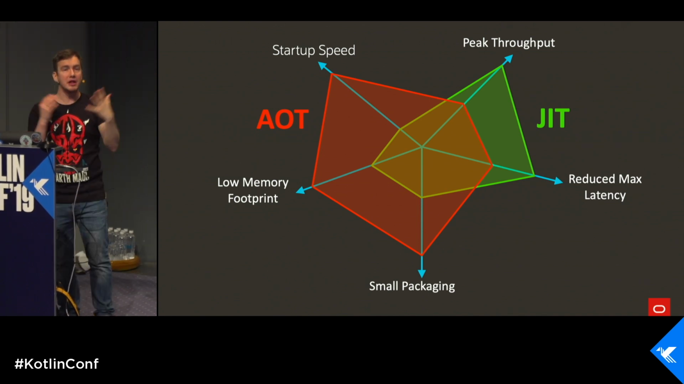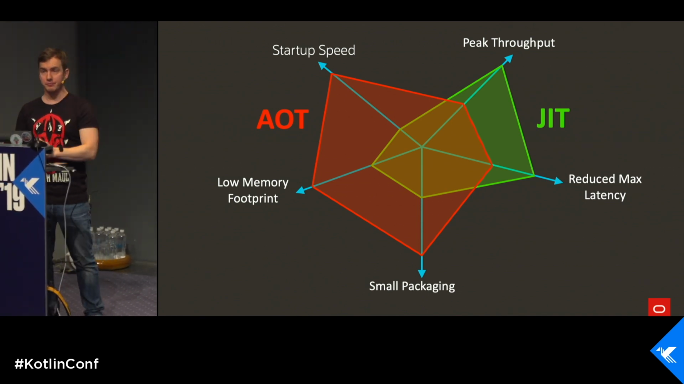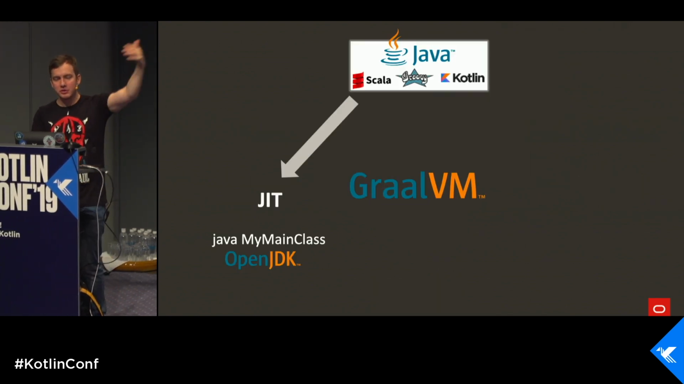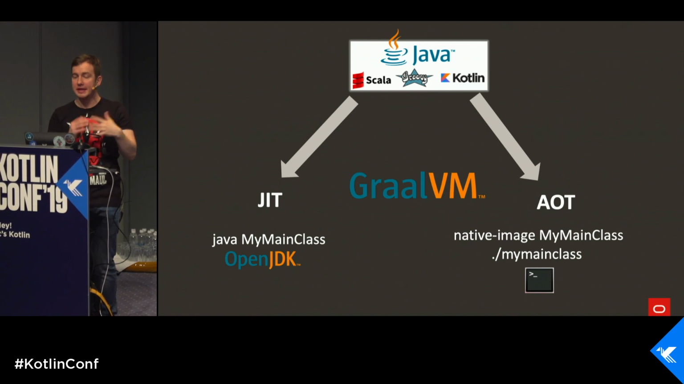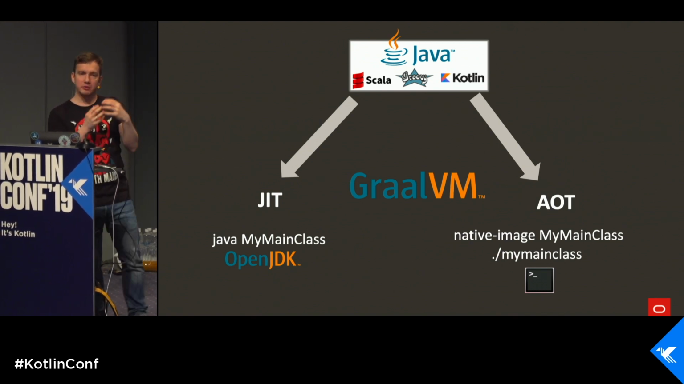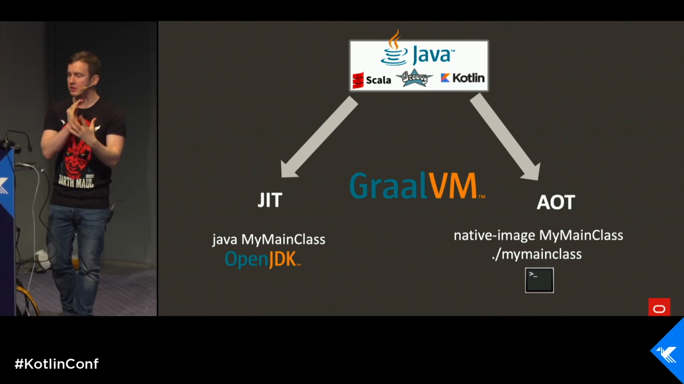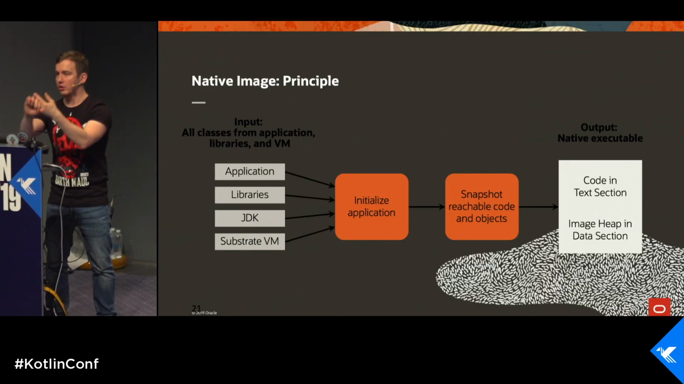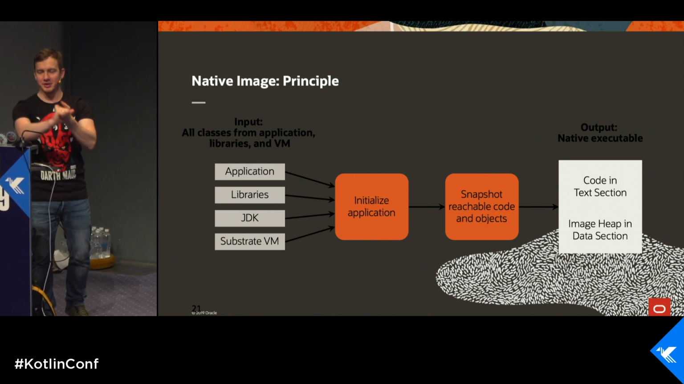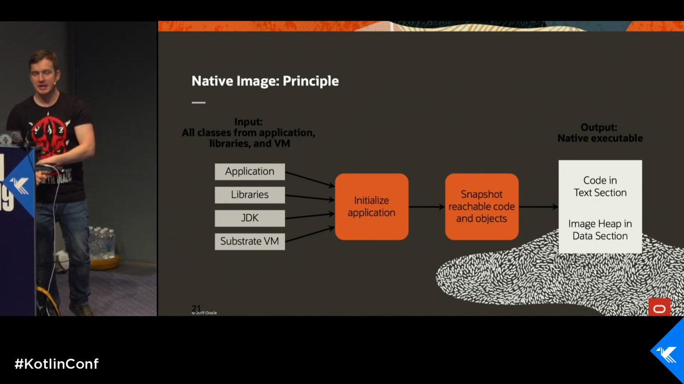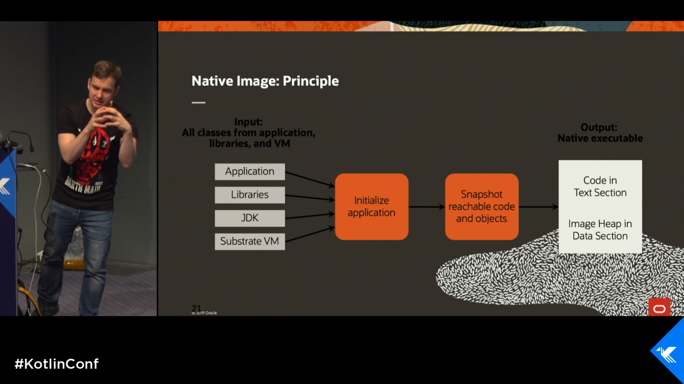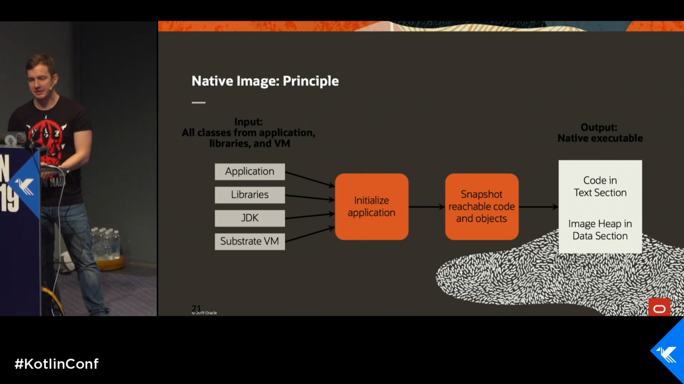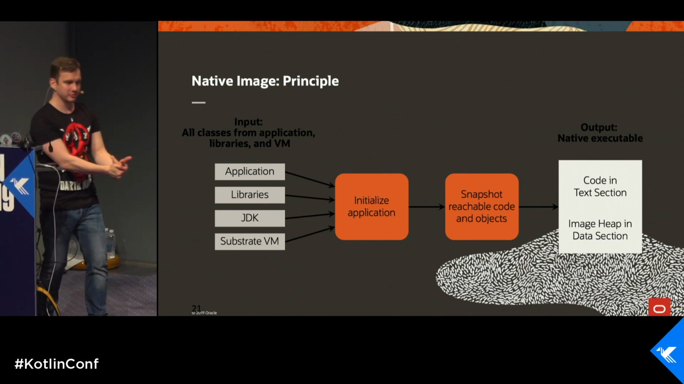But the good thing is the GraalVM project offers you both. Not at the same time currently, but it offers you both. So you can run it in a JIT mode, and you can run it in an AOT mode. There is a utility we call native image that can look at your application, and it takes into account your application, your libraries, your Kotlin jars, your classes from the JDK, and some classes that form the runtime bits like GC, and then initializes the application and compiles it ahead of time and outputs a native executable.